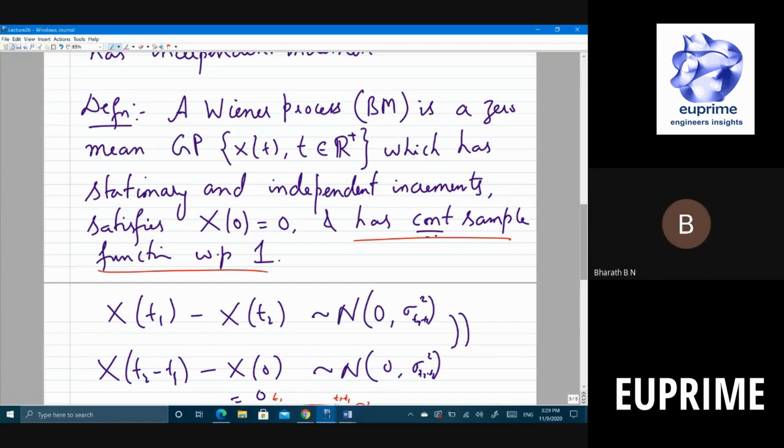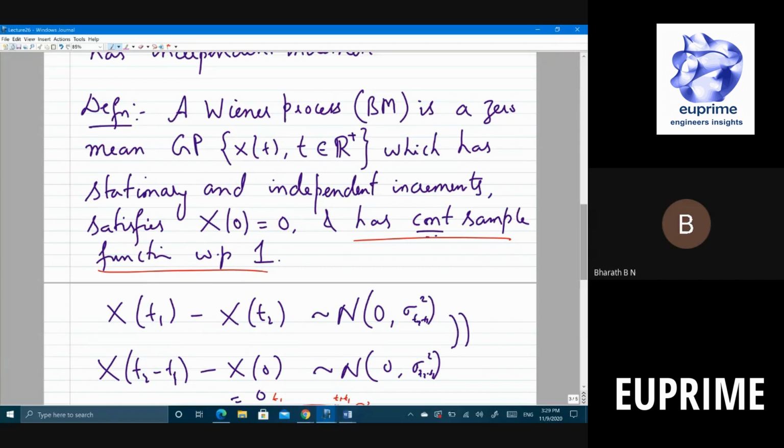So in general, a Gaussian process need not be continuous. In general, yes. Okay. I think we can construct a general Gaussian process with jumps. I think so, but I should not claim that immediately.